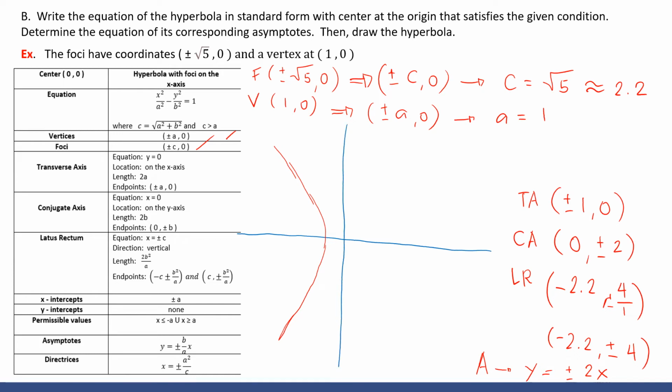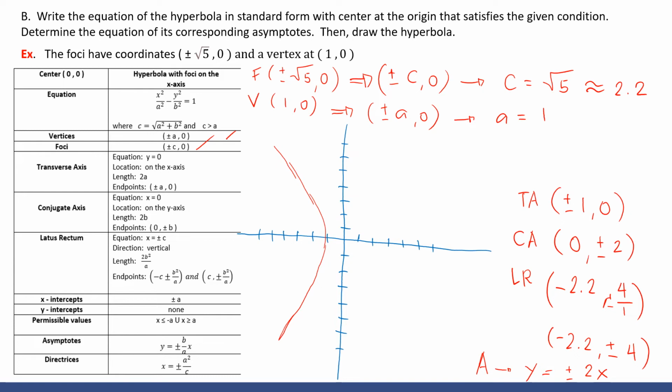X-axis, y-axis, then guhit. 1, 2, 3, 4, 5, 6, 7. Then 1, 2, 3, 4, 5, 6, 7. Konti lang dahil 4 lang ang pinakamataas. And then we have here 1, 2, 3, 4, 5, 6. Pwede na. 1, 2, 3, 4, 5, 6. So, our center is at the origin. Alam natin yon. While the foci is at 2.2, 0.